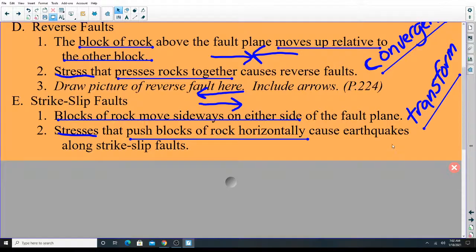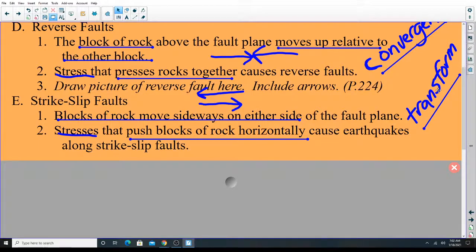And if that sounds like a transform boundary, it is, because that's where they occur. They occur where tectonic plates and faults are trying to move past each other. Big blocks of rocks are trying to slide past each other. This one would be similar to the San Andreas Fault.